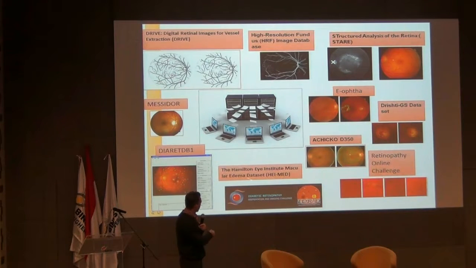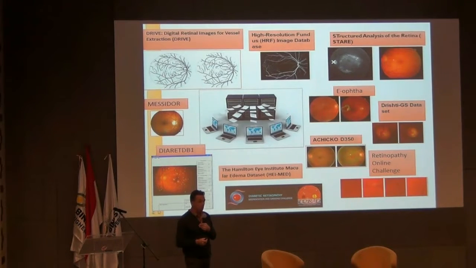It's IDRiD. It's a database coming from India. We have about 500 images which have been annotated pixel-wise, so you can run your algorithm on them. And then you can find a new one which has just been released from China, 50,000 images. And the Kaggle challenge is still available, 35,000 images.